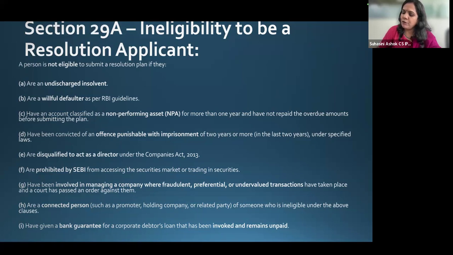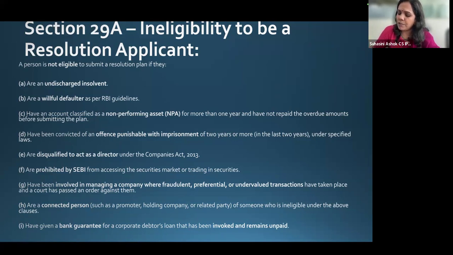And have been involved in managing a company where PUFE applications have taken place and a court order has been passed against them. Suppose a PUFE application is filed in NCLT, but there are no orders, and the person wants to submit an EOI. It is allowed. He is eligible because there is no court order against that application. So if there is any PUFE application and there are specific orders against that person, then he is ineligible to submit the EOI.